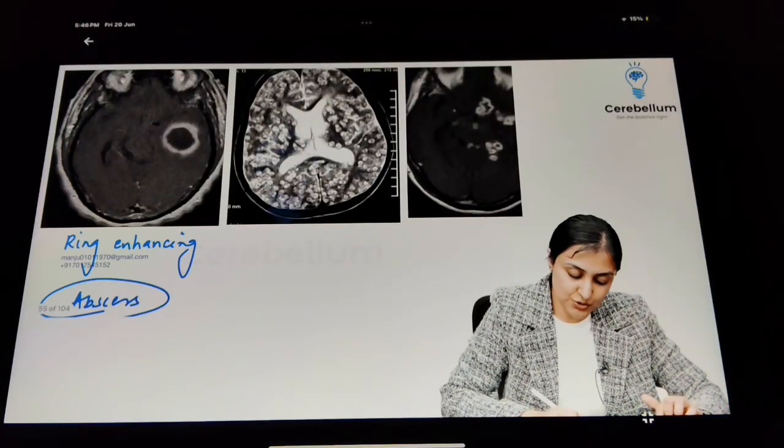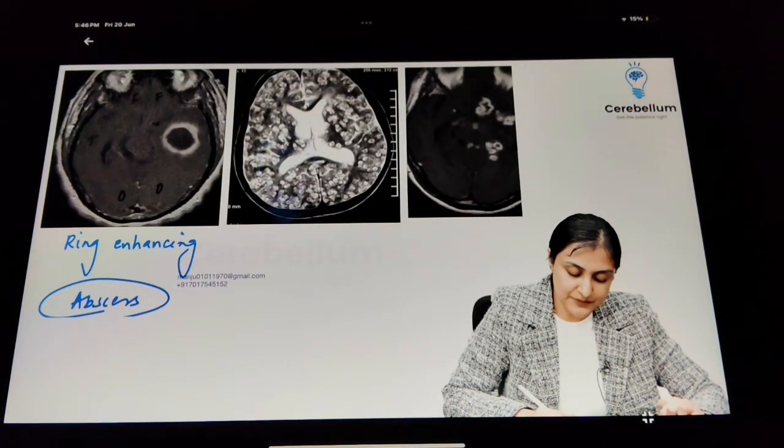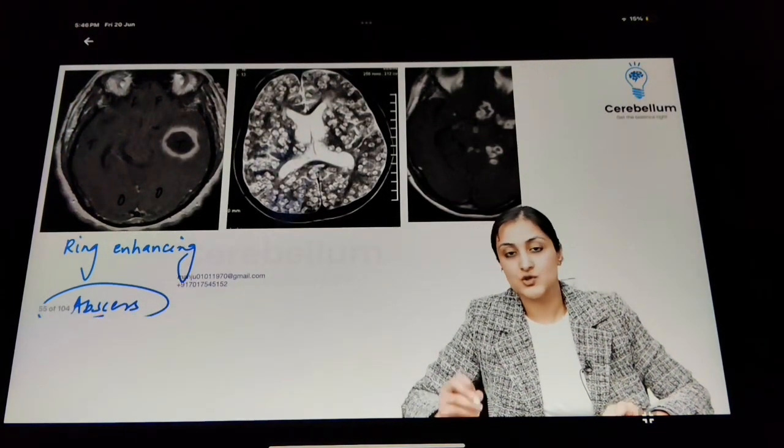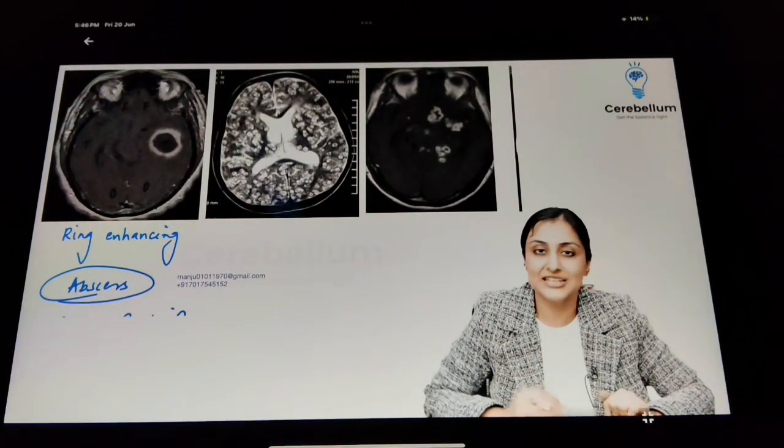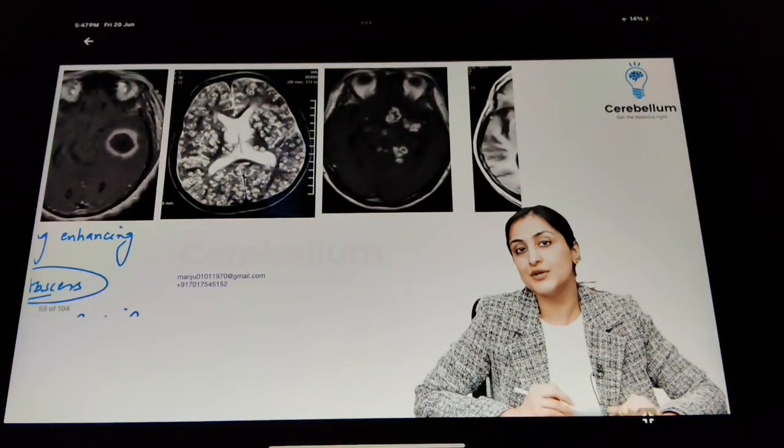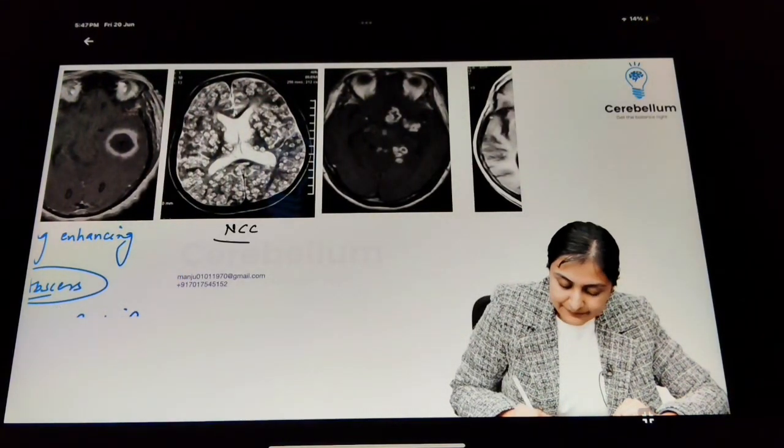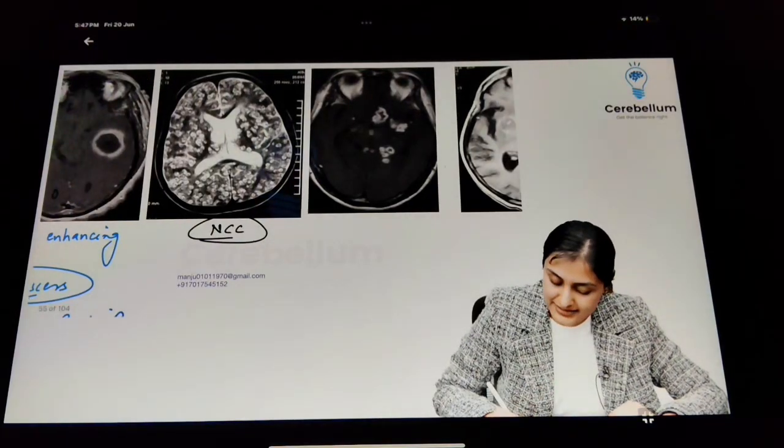What part of the brain? So you know these are the frontal lobes, these are occipital lobes. This is a temporal abscess here. All right. So this is how an abscess appears. It's a big ring enhancing lesion. If you have small ring enhancing lesions, now there are 2 considerations. One is NCC, NCC meaning neurocysticercosis, and the second consideration is TB.